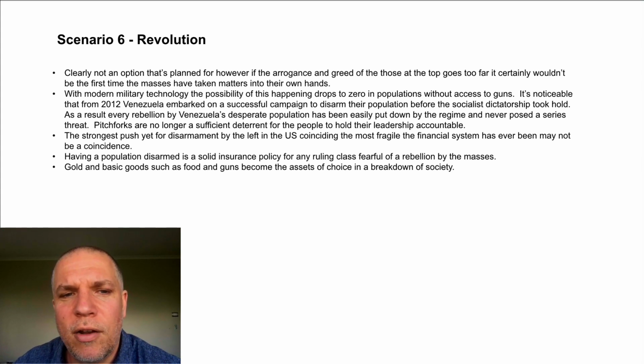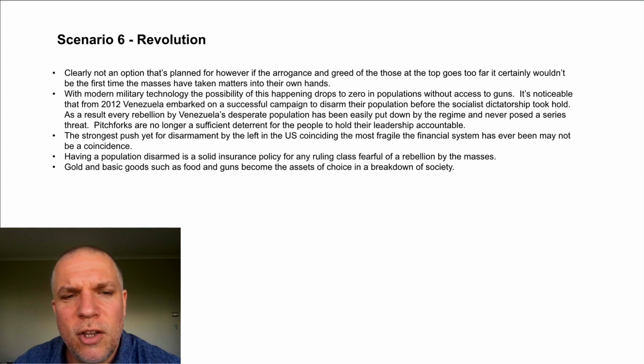It happened in Venezuela in 2012. Venezuela embarked on disarming the population, and was successful in that. And then the dictatorship in place now has been able to easily squash the many rebellions and uprisings. Pitchforks no longer cut it. In the old days, masses with pitchforks had a lot of power. Not so much these days, with military hardware the way it is. So I hope they're not successful in disarming the masses.